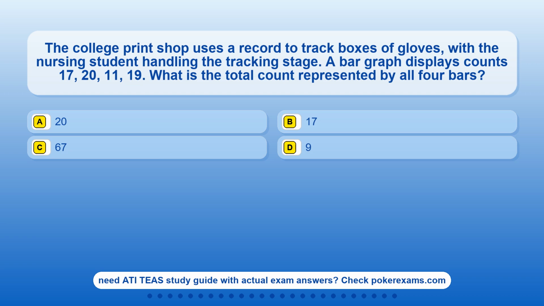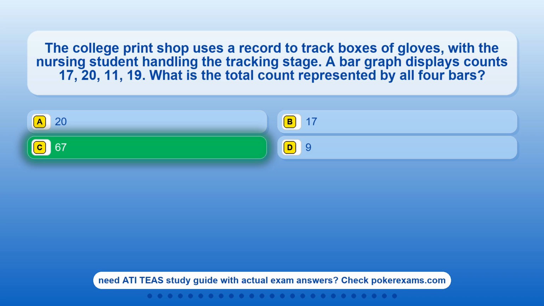Question 5. The college print shop uses a record to track boxes of gloves, with the nursing student handling the tracking stage. A bar graph displays counts 17, 20, 11, 19. What is the total count represented by all 4 bars? Option A, 20. Option B, 17. Option C, 67. Option D, 9. The correct answer is option C, 67.